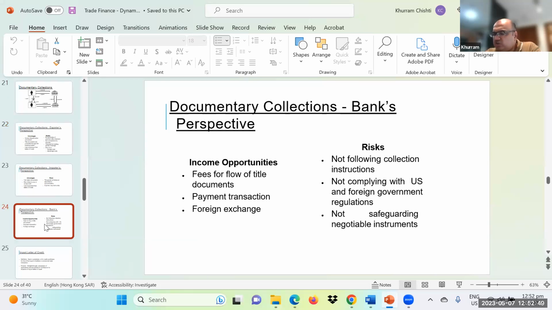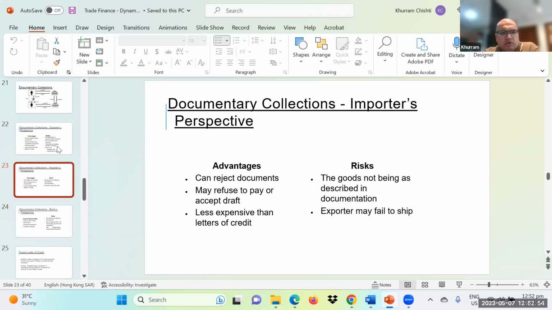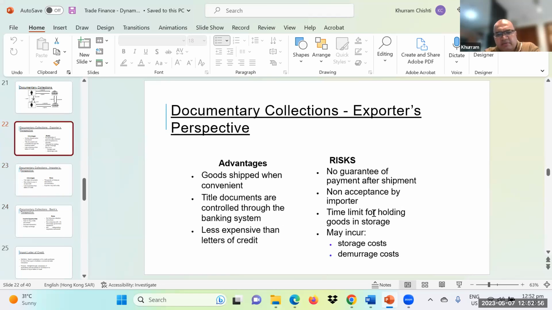Or we wanted insurance from this company, you get from that company, this and that. Where is it? Importer. I think we were here. Okay. Non-acceptance by the importer. Time limit for holding goods in storage.